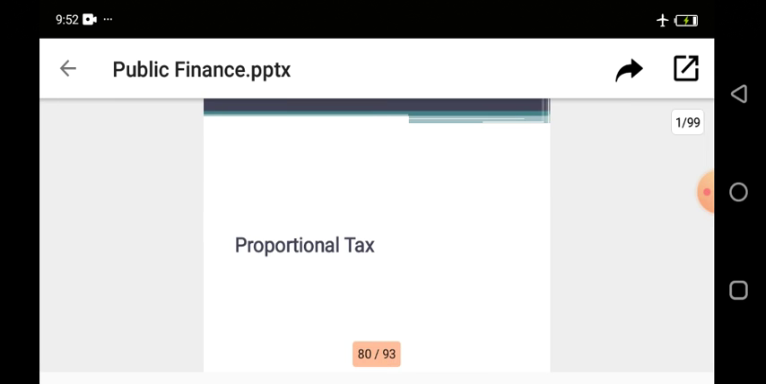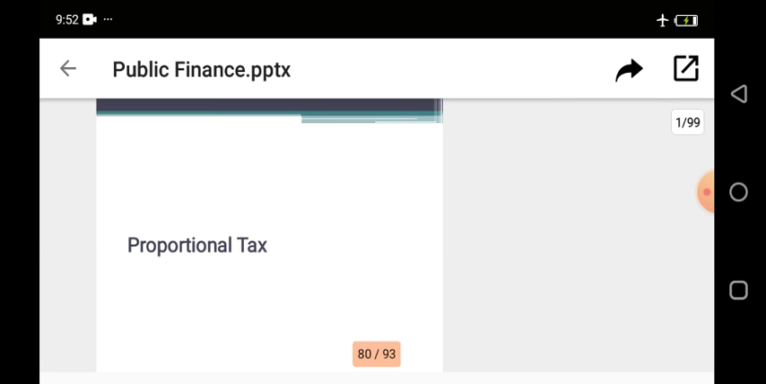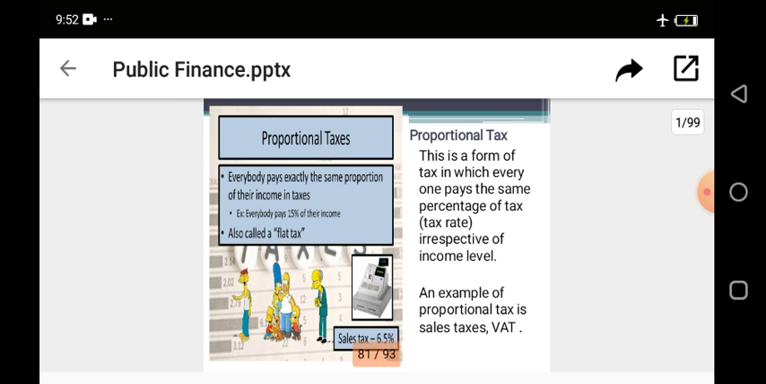So the next we'll be looking at is proportional tax. Proportional tax. As the name implies, it is a form of flat tax. As you can see, everybody pays exactly the same percentage irrespective of their income. So it's always in percentage. Everybody pays 15% of their income. So it's a flat rate tax.